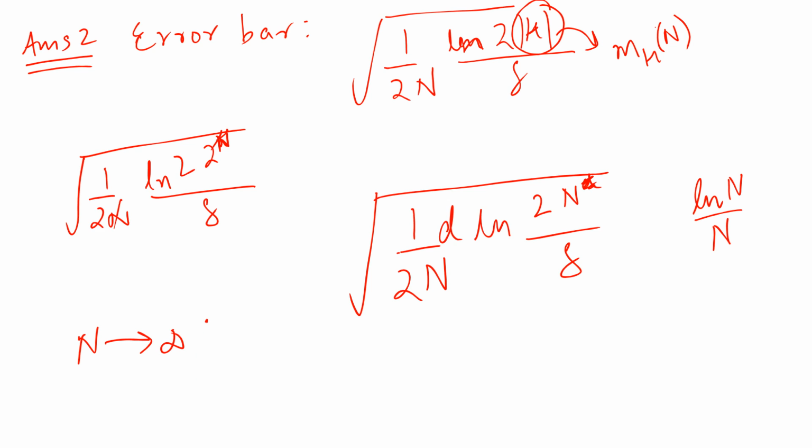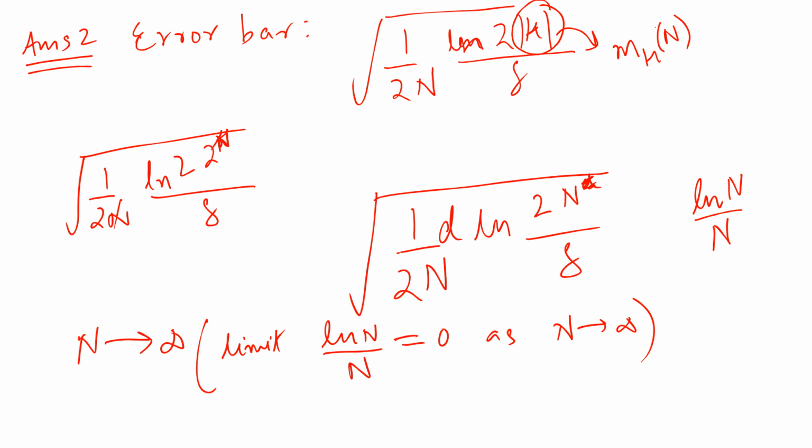Why? Because, as a reminder, the limit of log n over n is 0 as n goes to infinity, right? So basically, what I'm trying to say here is that if n is really huge, then we can hope that we can get this error bar as small as possible, even up to 0. And that is good for us, right? Because then we are making E out as close to E in as possible.